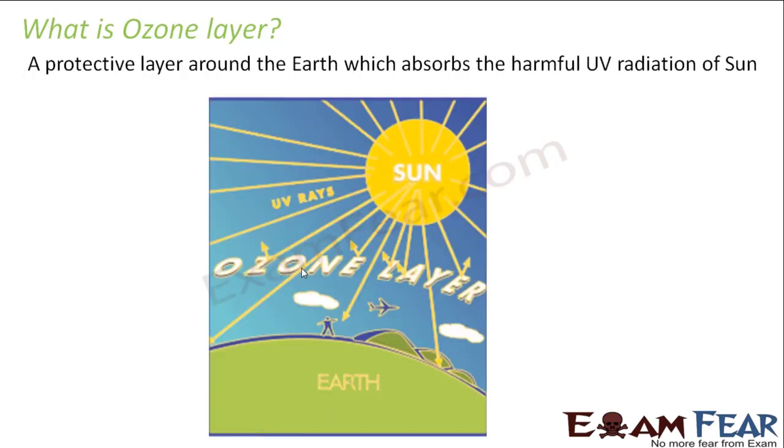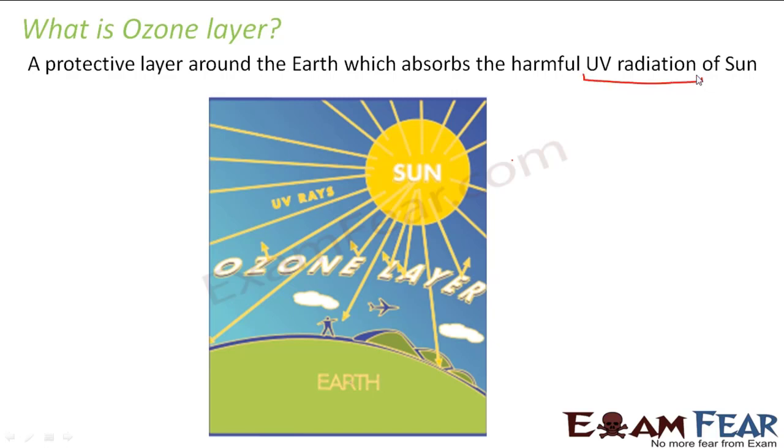It is a protective layer around the earth which absorbs the harmful ultraviolet radiation of the sun. I'm sure so many questions are arising in your mind. You might be thinking, what is ozone actually? We'll talk about that in the next slide. The next question that might arise in your mind is, what is ultraviolet radiation? Here I have written it as UV radiation.